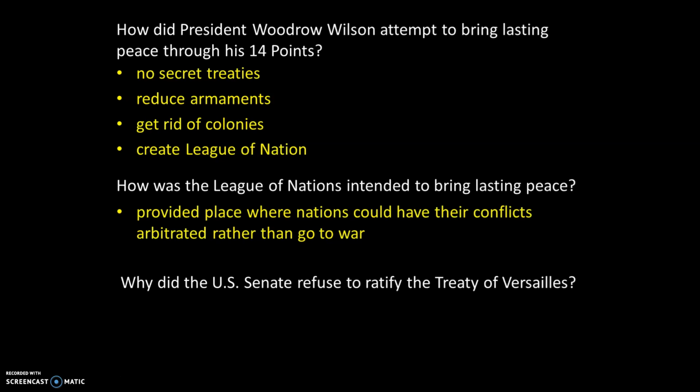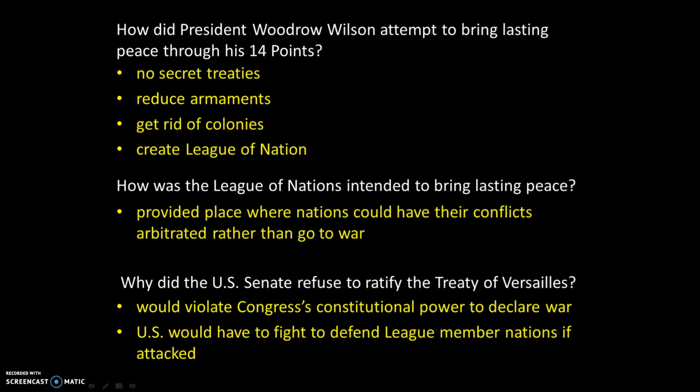And then lastly, why did the U.S. Senate refuse to ratify the treaty? The primary reason is they felt it would violate Congress's constitutional power to declare war, because it was a mutual defense pact, which meant that the U.S. would have to fight to defend League members if they were attacked. And that would mean that the League Charter would have dictated we go to war instead of Congress as set out by the Constitution.